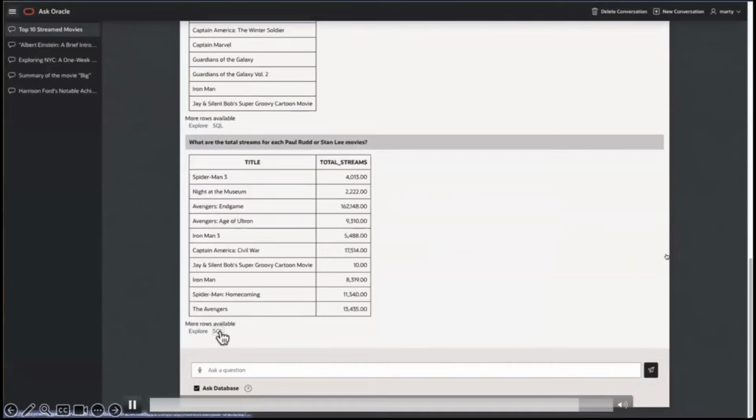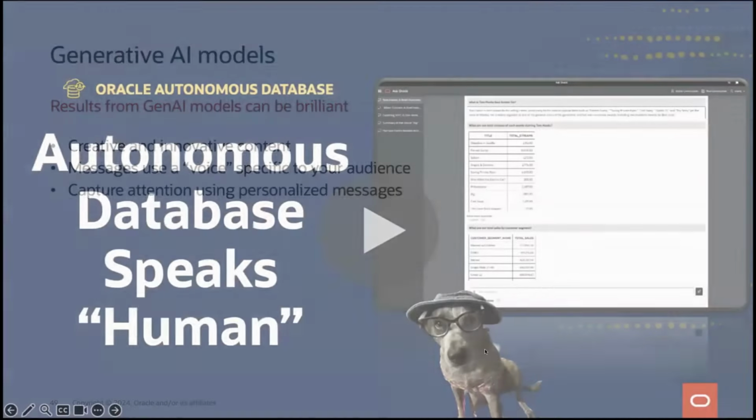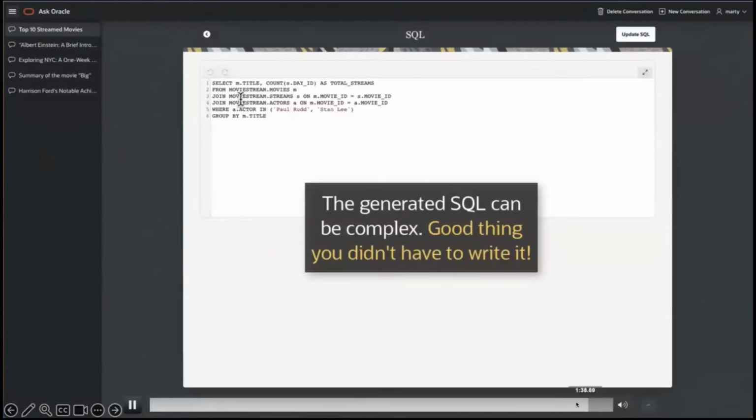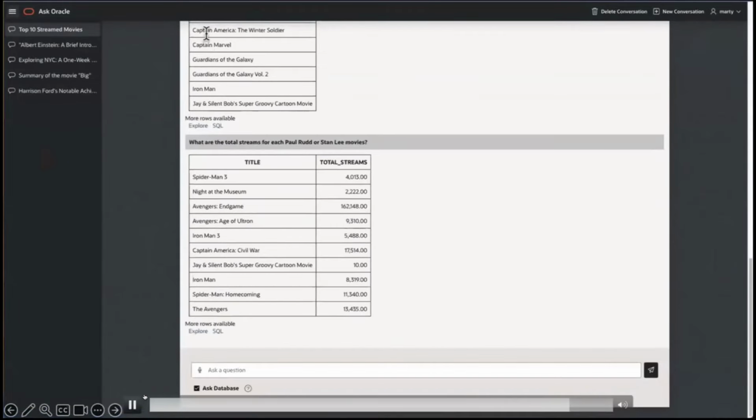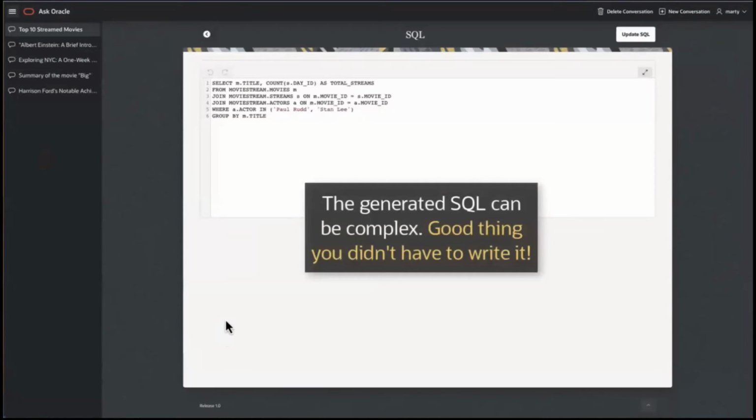So you always have that prompt, and you can click on SQL instead of Explore right there, and you can get the SQL. And when you get the SQL, you can see that the SQL can be quite complex. So it's good that you did not have to write it, because you never wrote any of this SQL to explore all this data and the result sets, etc. So this is the power of SelectAI.